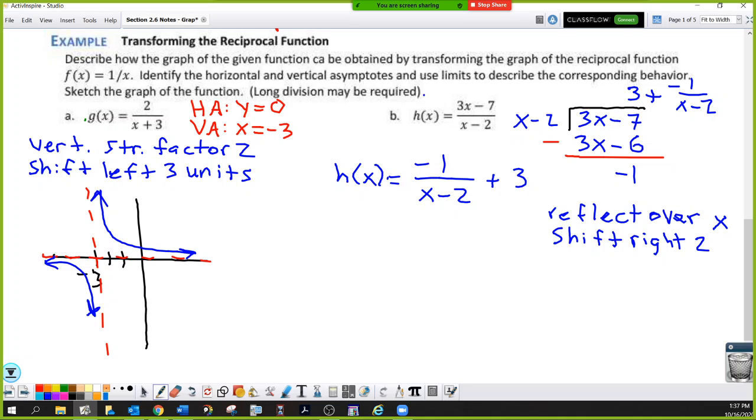And then the +3? Yeah, shift up 3, good. You know lots of you are allowed to talk to me, right? I like when lots of people speak.